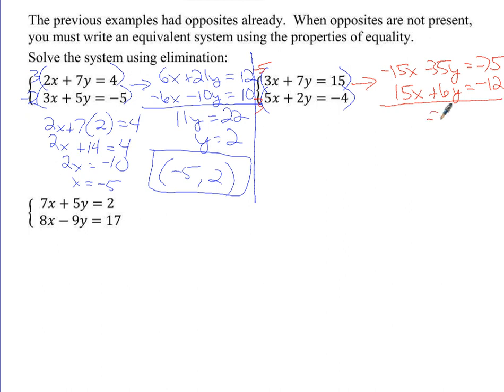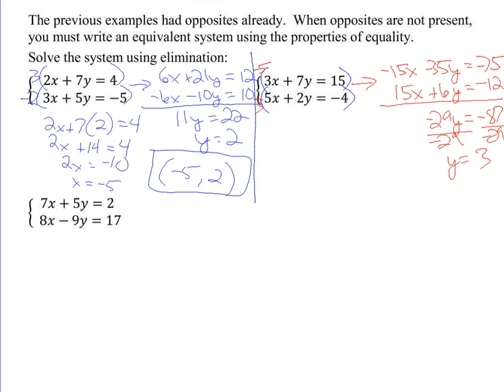So -29y equals, and what do we get here? What is it? -87. All right, so solve for y. Divide both sides by negative 29. Y equals what? 3 is correct.